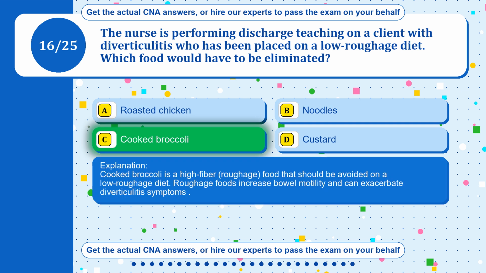Cooked broccoli is a high-fiber, roughage food that should be avoided on a low roughage diet. Roughage foods increase bowel motility and can exacerbate diverticulitis symptoms.